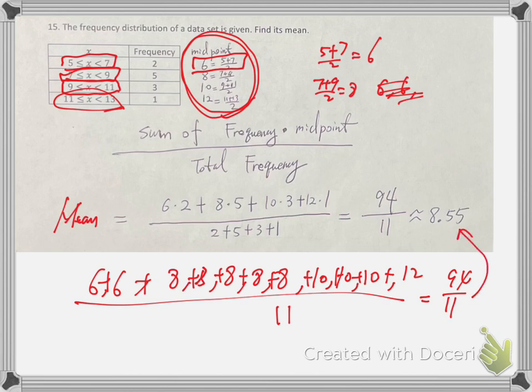So at the end of the review list, we studied median, mean, and mode. So that's it. That's our review list.